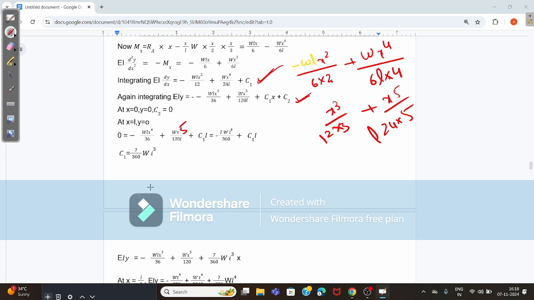This is power 5, this is cube, plus c1 into l plus minus 7 w l power 4 by 36 plus c1 l. Sorry, this is the value of c1: 7 by 360 w l cube. So this is the value of 7 by 360 w l cube. This l gets cancelled out, so this is l cube.